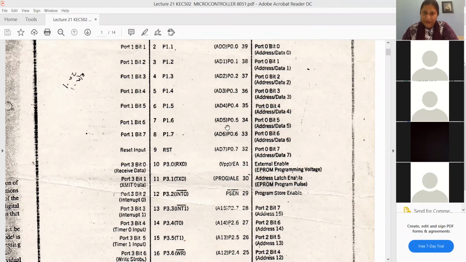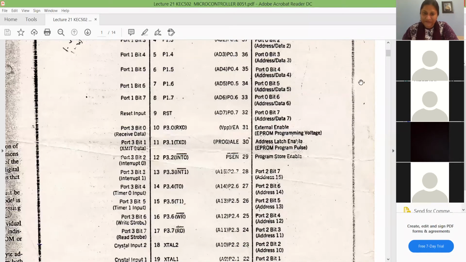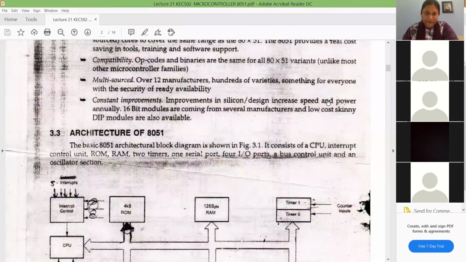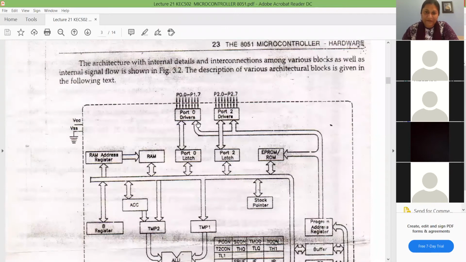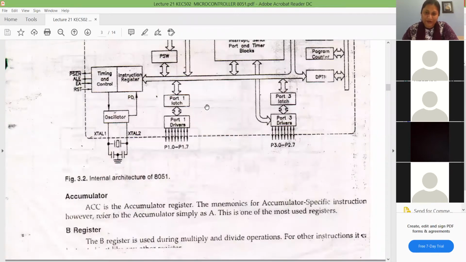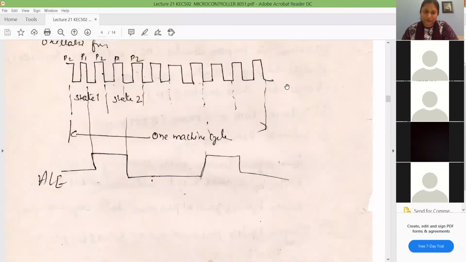So yesterday we have seen the features, and the internal frequency is divided by 12. If your crystal frequency is 12 megahertz, then the internal operation frequency will be 1 megahertz. It is divided by 12. In 8085 it was divided by 2. It varies from microprocessor to microprocessor, microcontroller to microcontroller.